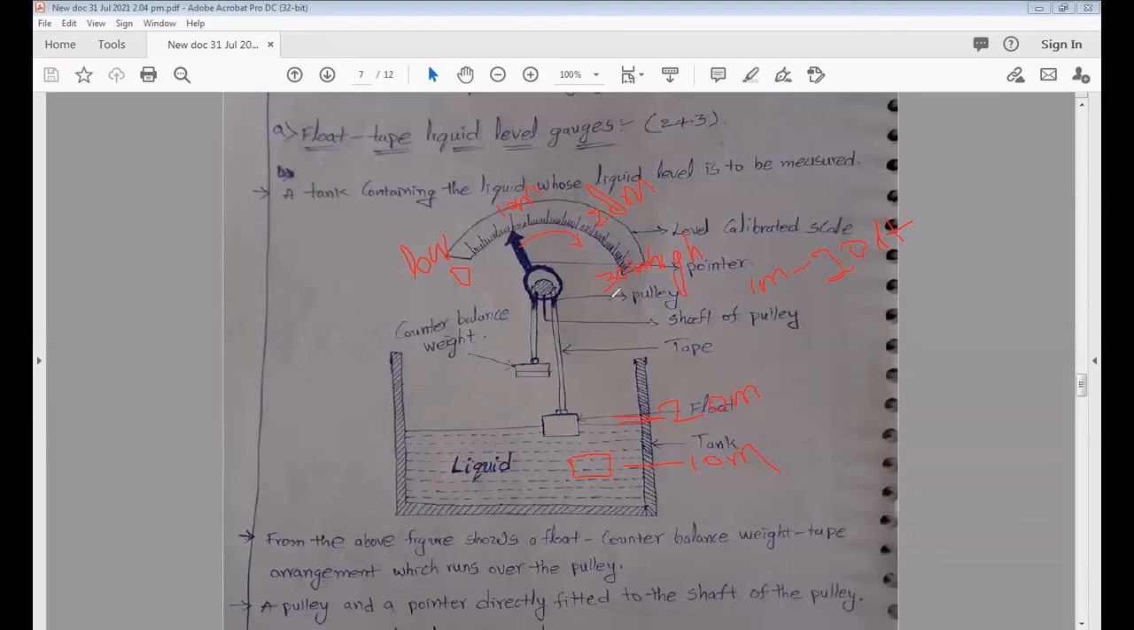So the major operation is the float moving either upward or downward. This is an important point. When the water head level decreases, the float will move in a downward direction. Whenever the water head level increases, the float will move in an upward direction. So according to that, the shaft of the pulley will be moving either to the right-hand side or the left-hand side.